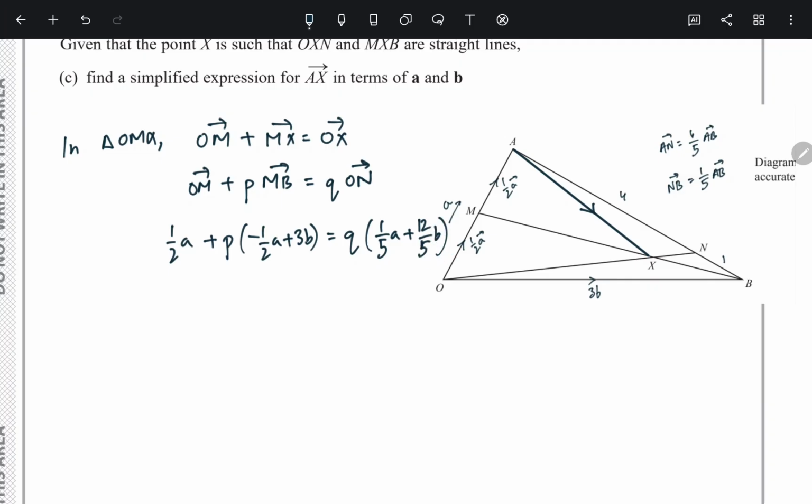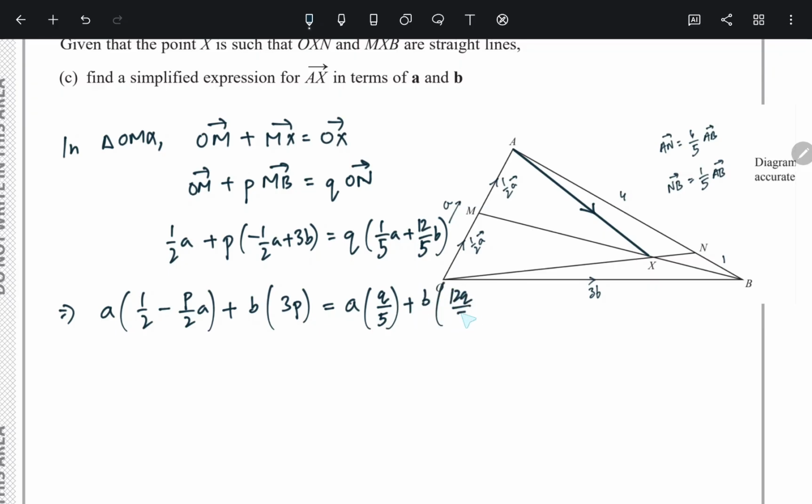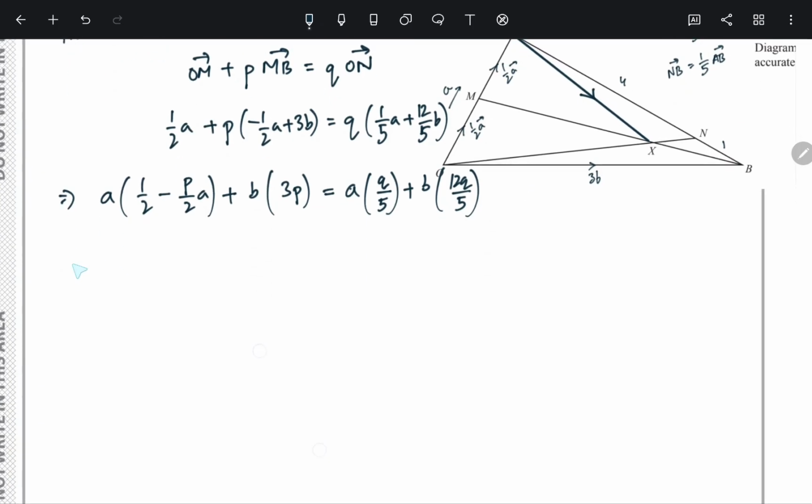All right, now I'll separate A's and B's. So if I factor out A, that's going to be half plus half minus B by 2 A. And if I separate B, that's going to be 3B. That's equal to A into Q by 5 plus B into 12Q by 5. Now we're going to compare the coefficients of A and B.